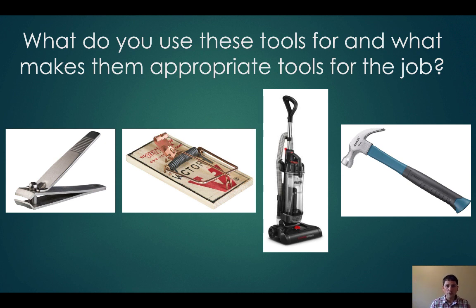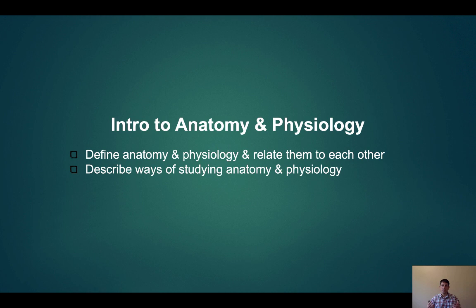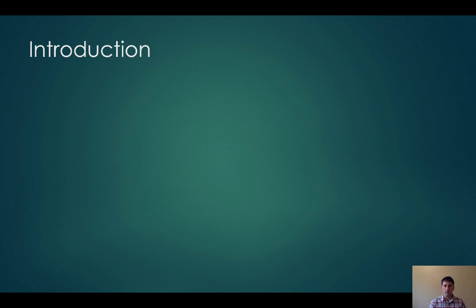Okay? So when we think about these tools and these structures, we need to be thinking about our anatomy and our physiology, our form and our function. All right, so what we're going to do is focus on these two learning outcomes: defining anatomy and physiology, and ways that we can study them.